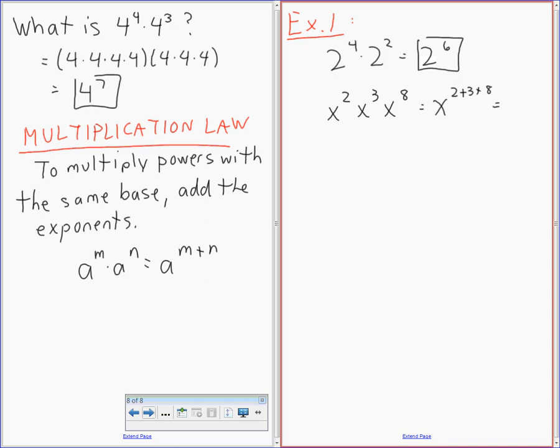Okay, the exponent rules that we're going to deal with, you can have variables, as long as the bases are the same, it doesn't have to be letters or numbers or whatever.